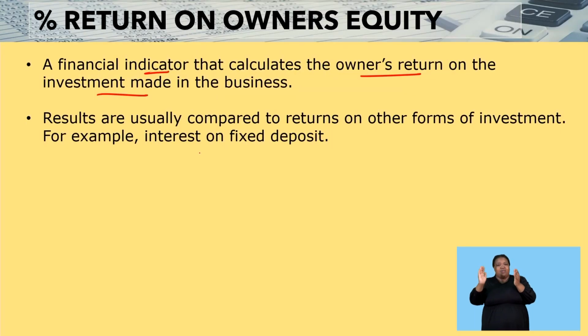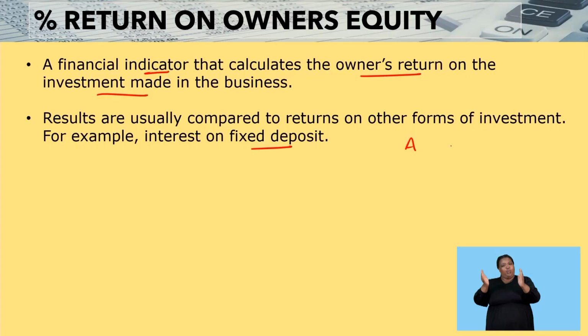Results are usually compared to returns on other forms of investment, for example, interest on fixed deposit. So what this means is, before a person can invest in a particular investment, they have to have another alternative. So they compare A versus B. So if we are to invest in our company here, there has to be an alternative investment that we say, okay, our company is giving a higher percentage return on owner's equity if you compare it to other investment, for example, such as interest on fixed deposit.